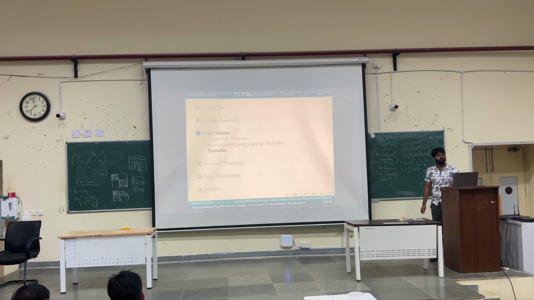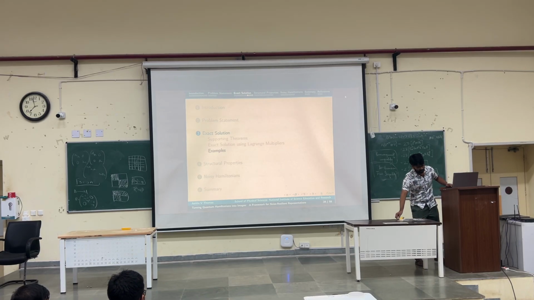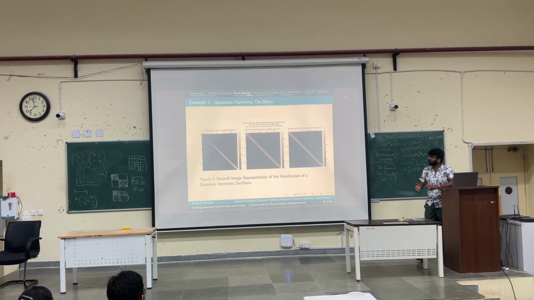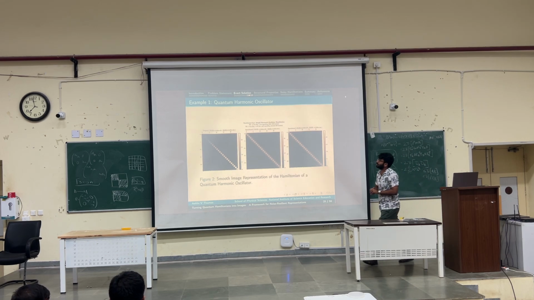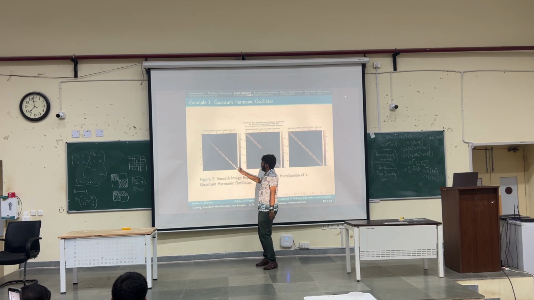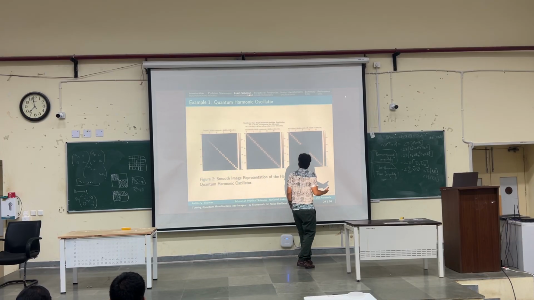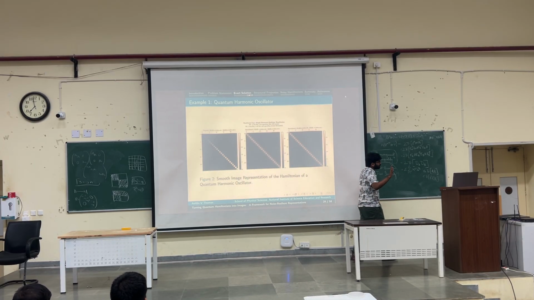So let's look at a few examples and see if they have some structure. This is just a quantum harmonic oscillator. This is the diagonalized representation, h bar omega times n plus half. This is the smooth image representation. Nothing surprising.